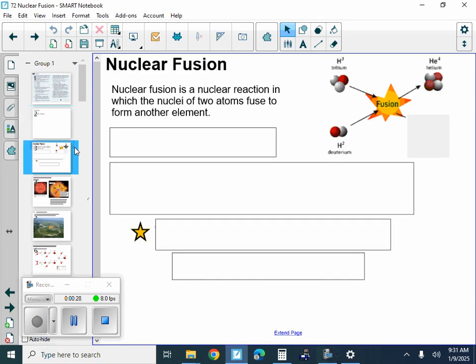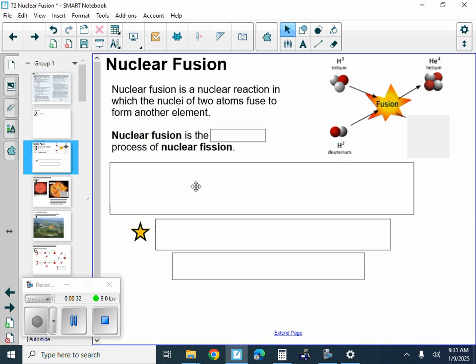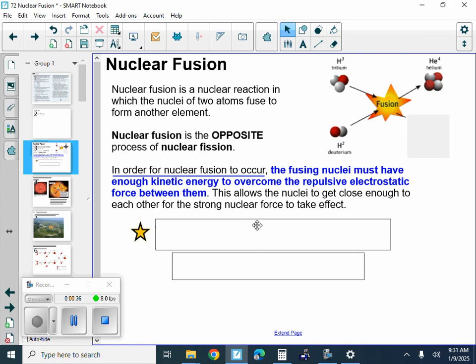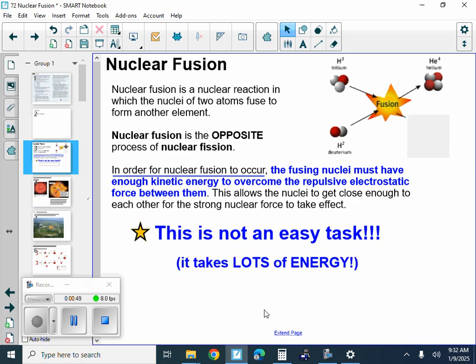But we'll see here that nuclear fusion is when you combine two light elements, and in order to combine them, you have to really force them together with a lot of energy, right? So in order for nuclear fusion to happen, you have to push them together hard enough to overcome that repulsion force that exists between all atoms, and it's really not easy to do that. It takes a ton of energy.